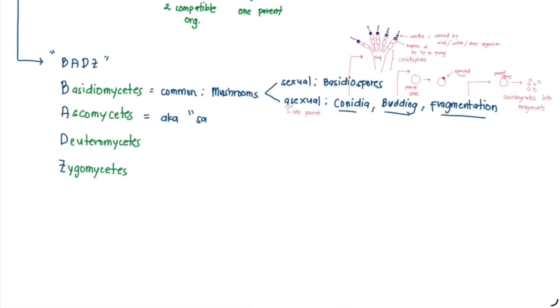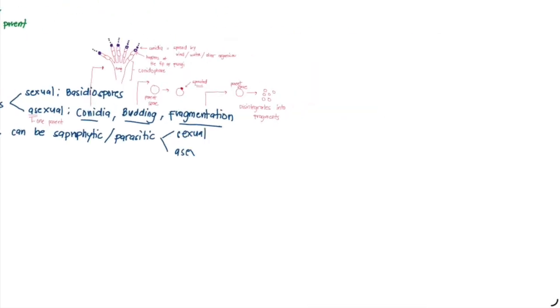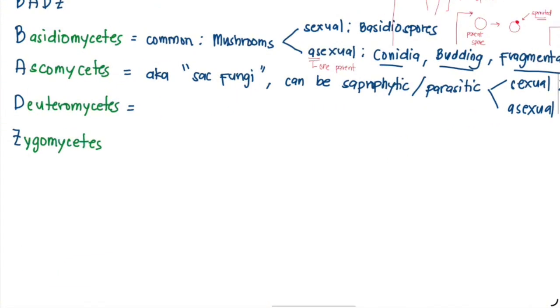Next, we have ascomycetes, also known as the sac fungi. This can be saprophytic and parasitic. Asexual repro niya is through ascospores. For asexual is conidia or conidiospores. Tandaan lang po, no, yung mga pangalan.